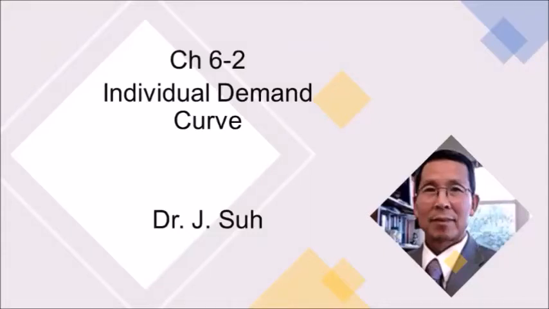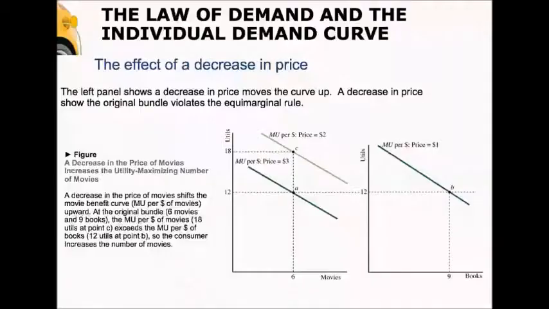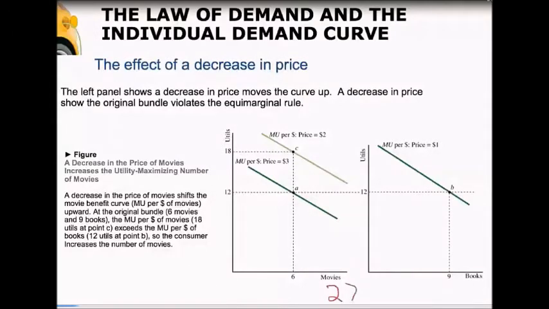Let's use the equal marginal rule to try to figure out what happens to the quantity of a good or service when there is a decrease in the price of that good or service. Again, let's look at our example where we're choosing between movies and books, and we have a budget that says we can spend $27 total between movies and books.